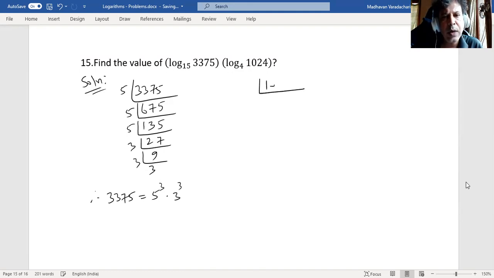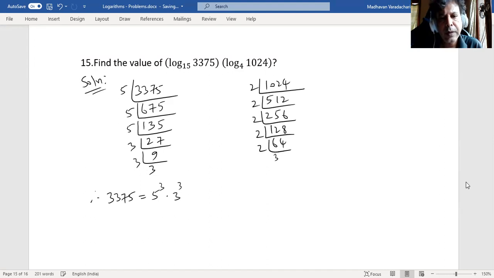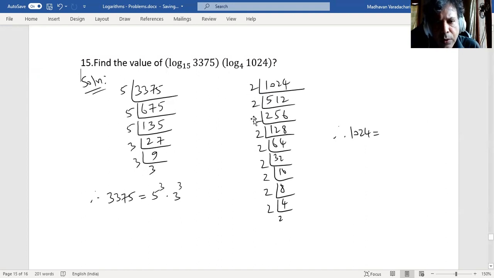Then let us factorize 1024. Let me choose 2. 2 fives are 10, 2 twos are 4, 2 sixes are 12, 128, 64, 32, 16. So therefore 1024 can be written as, how many twos are there? 1, 2, 3, 4, 5, 6, 7, 8, 9, 10. So 2 to the power of 10.